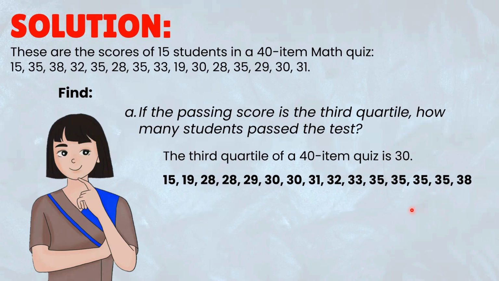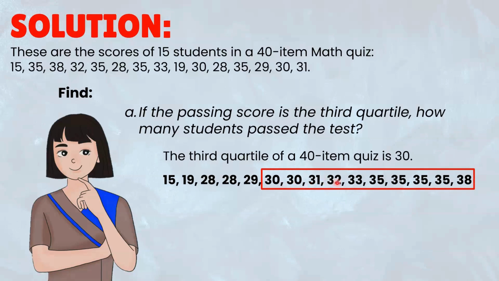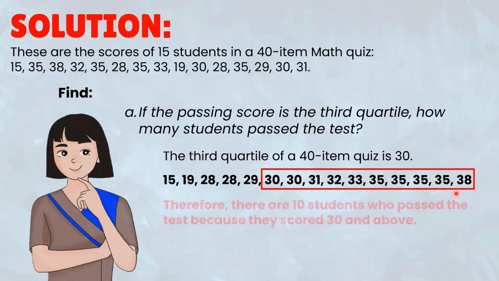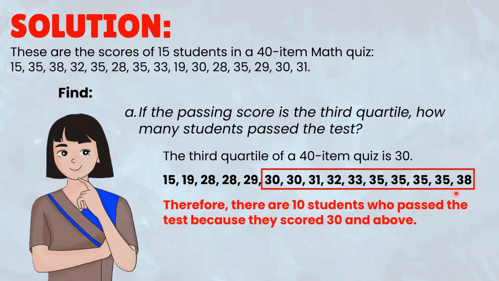A student passed the test if his or her score is at least 30. So a student must get a score of 30 and above to pass the test. Therefore, there are 1, 2, 3, 4, 5, 6, 7, 8, 9, 10 students who passed the test because they scored 30 and above.